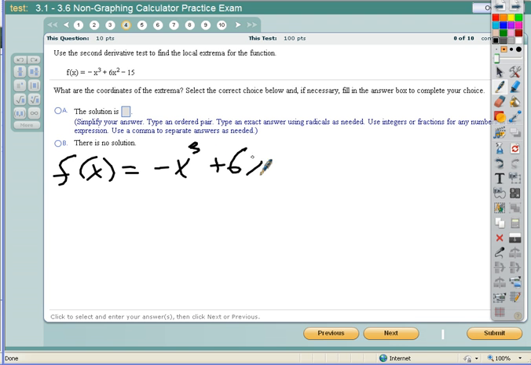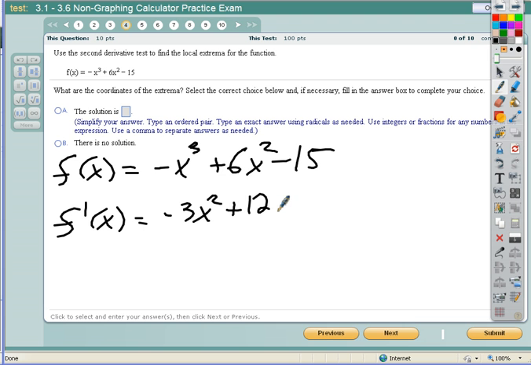Negative 3x squared plus 12x, what's f double prime? Plus 12. Okay. So where are the zeros then? If we look at our second derivative, if I factor the first derivative, isn't that just equal to, I could pull out a negative 3x, leaving me with x minus 4.